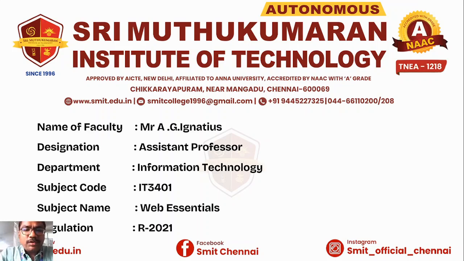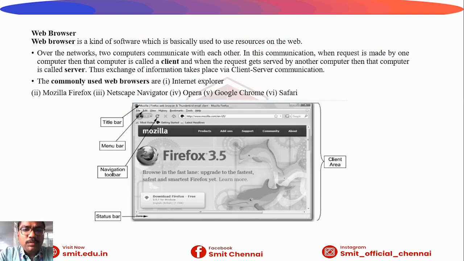This is the continuation of the previous videos for the subject IT 3401 Web Essentials. Now we will continue. Now we will see what a web browser is. A web browser is a kind of software which is basically used to use a resource on the web. The main purpose of this web browser is to display the web page that is requested by the browser from the web server. The commonly used types of web browsers are Internet Explorer, Mozilla Firefox, Netscape Navigator, Opera, Google Chrome and Safari.